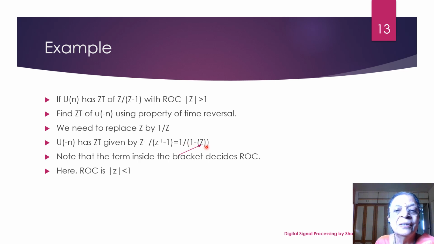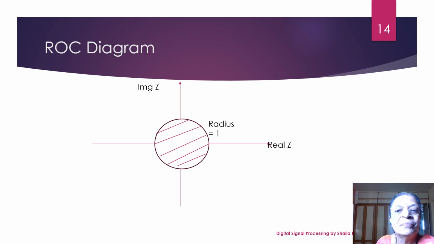Now note that the term inside this bracket decides the ROC. So the ROC will be mod z less than 1. Now for u[n] we have mod z greater than 1. In this case, mod z less than 1 is the ROC. So it is the area inside the unit circle, that is, the radius equal to 1.